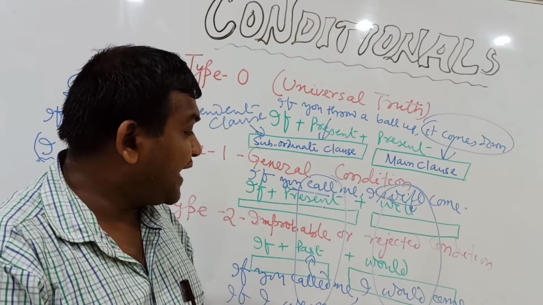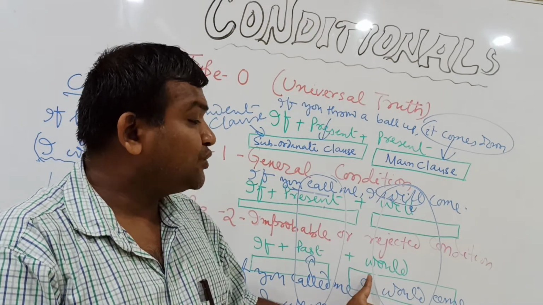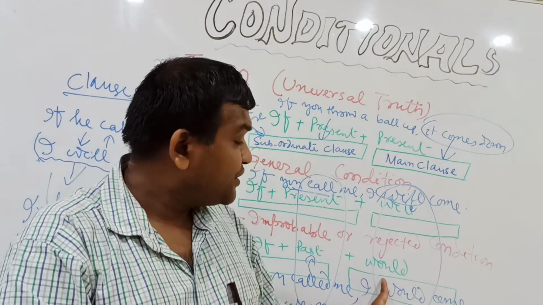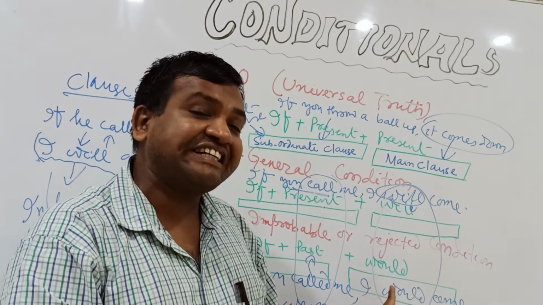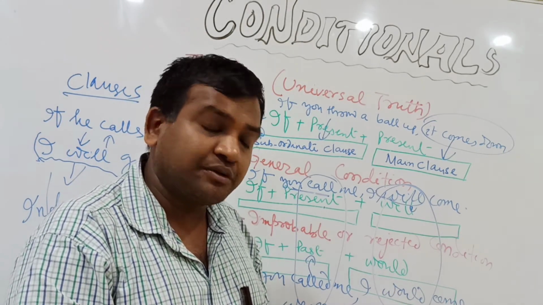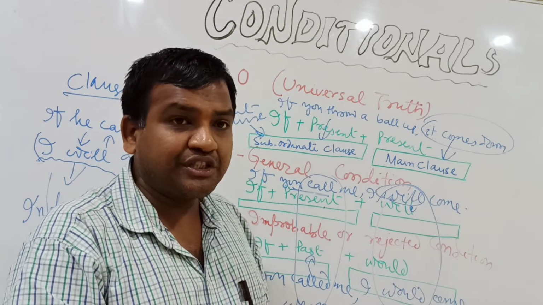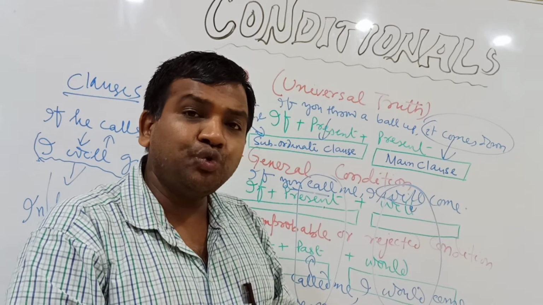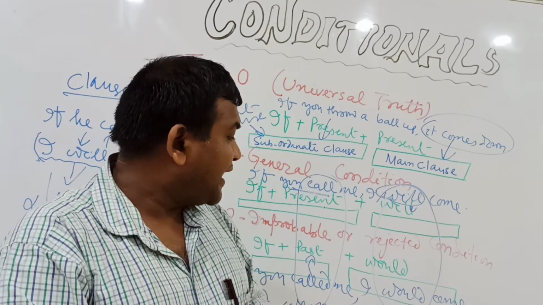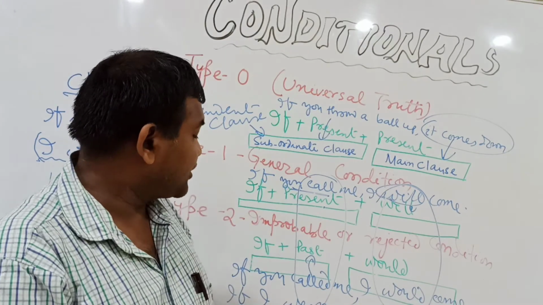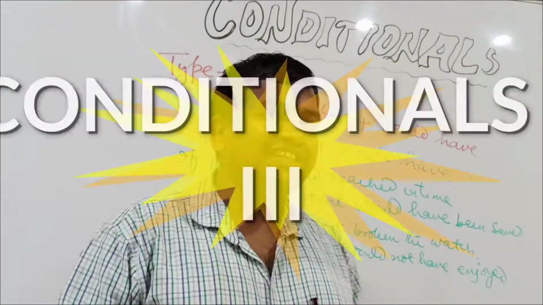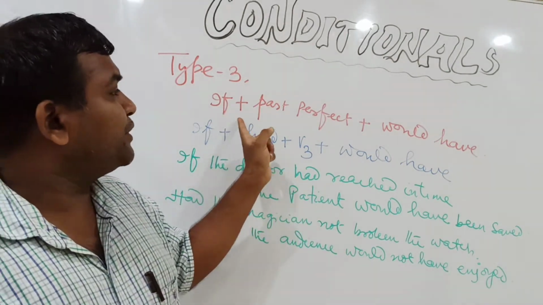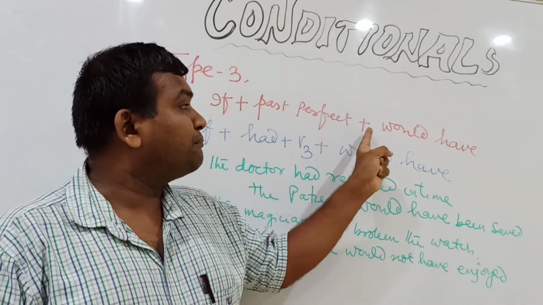If I were a bird, I would: simple past plus would. This is also an improbable or rejected condition; the second one is called an imaginative condition. We are imagining the thing. I think up to this you have understood. Now come to Type 3: if plus past perfect tense plus would have.